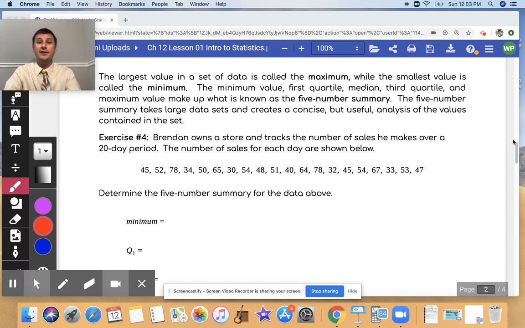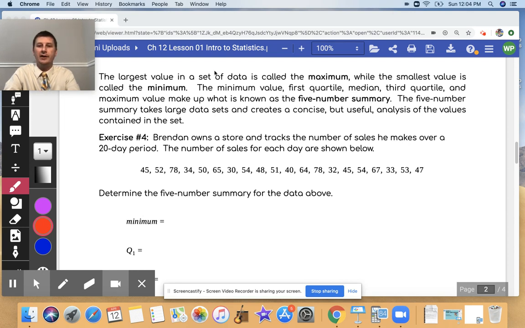And in this video, we are going to continue on with Lesson 1 in Chapter 12, our study of statistics. In our previous exercise, we were introduced to what quartiles were. Now we're going to be introduced to one final vocabulary word for this lesson, and those are probably words you've heard of already, whether they dealt with statistics or other areas of mathematics. The largest value in a data set we call the maximum, and the smallest value we call the minimum.